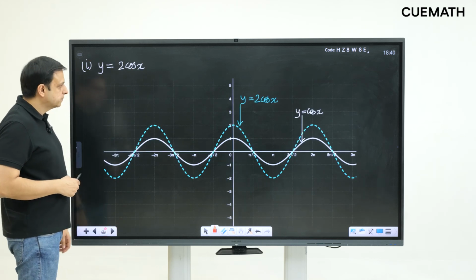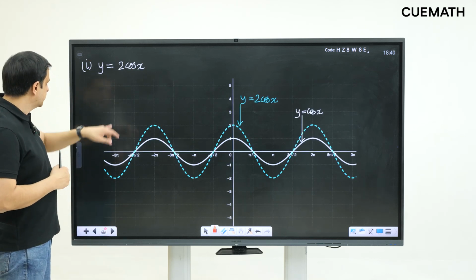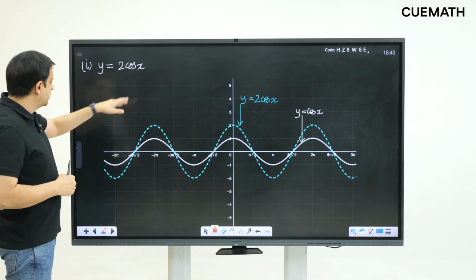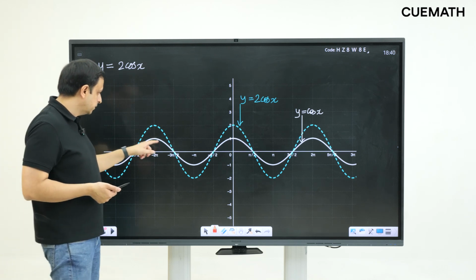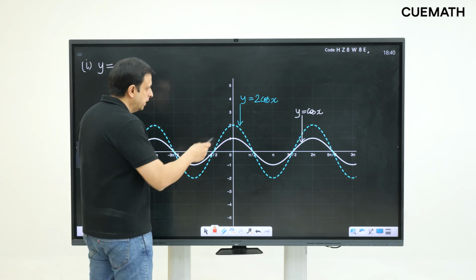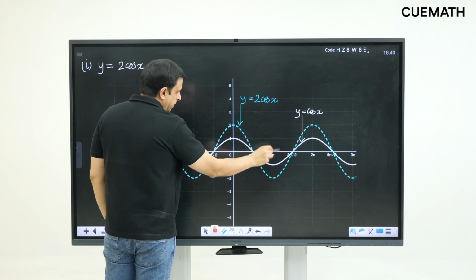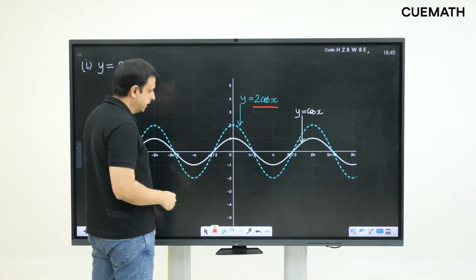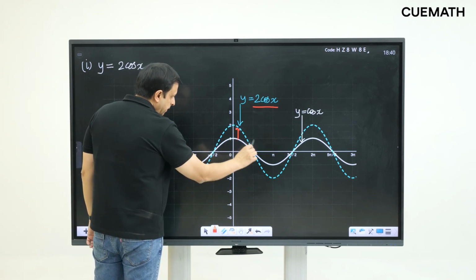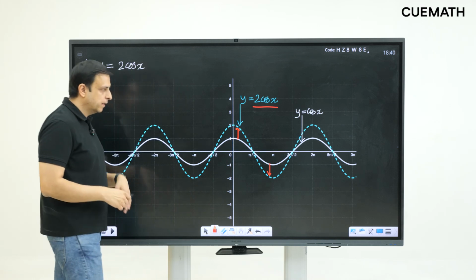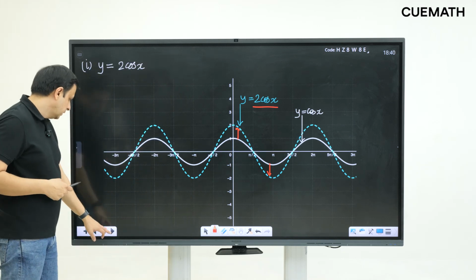So, let us take a look at all the solutions. This is the case where y = 2 cos x. The curve in white is the original graph, the blue dotted curve is 2 cos x, and you can clearly see a vertical stretching that has happened by a factor of 2.